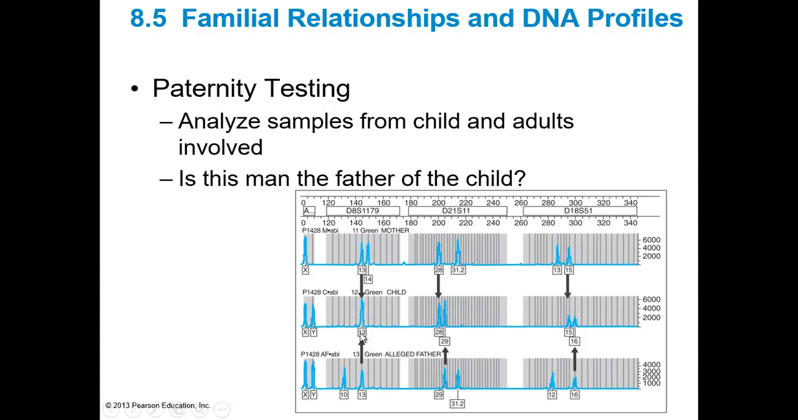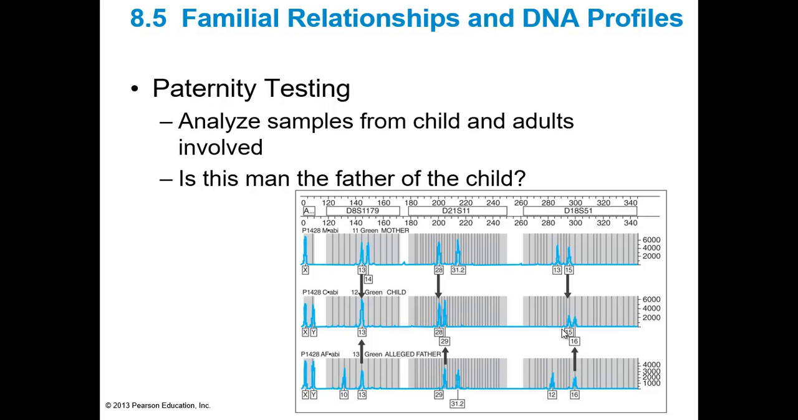Here's allele 13. The child is homozygous in 13. It got 13 from mom and dad. Here's the allele 28 and 29. Got 28 from mom and 29 from dad. And then here's allele 15 and 16. It got 16 from dad and 15 from mom. So this does establish paternity.